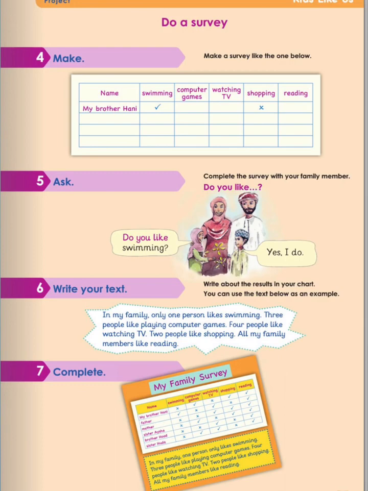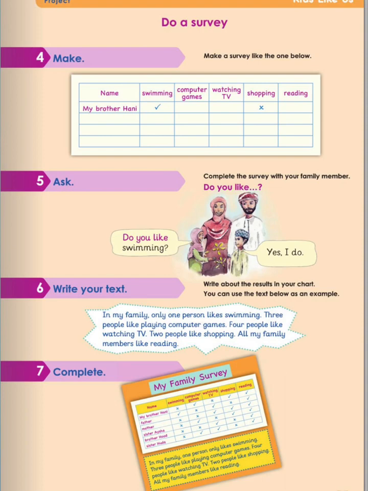You have a list here. All you have to do is add the names, for example, your friends or your brothers, and ask them these simple activities here. If they like it, you have to tick, and if they don't, you have to cross. So here you have an example. My brother Hani, he likes swimming, but he doesn't like shopping. You can ask your friends or your brothers again and do this activity alone.